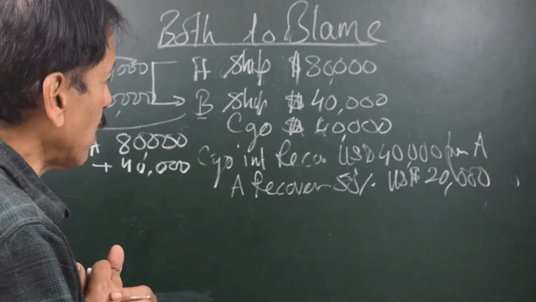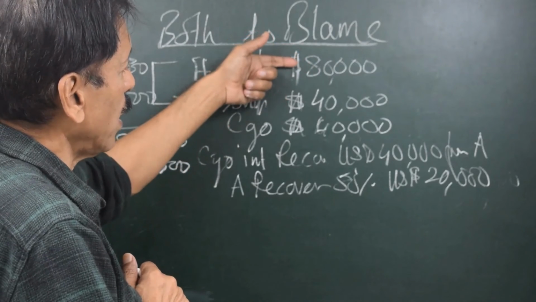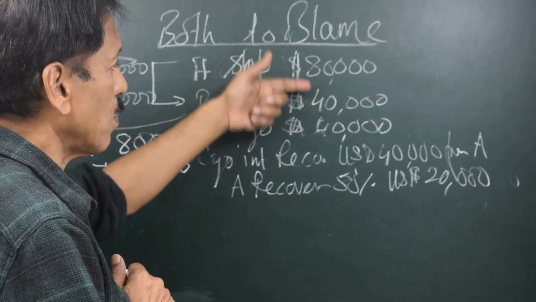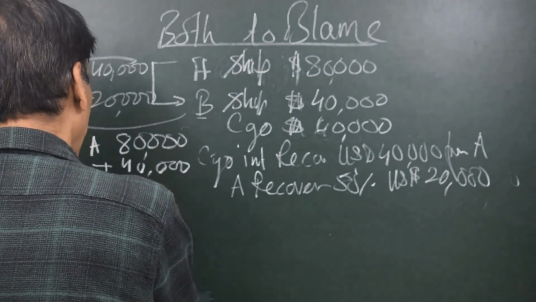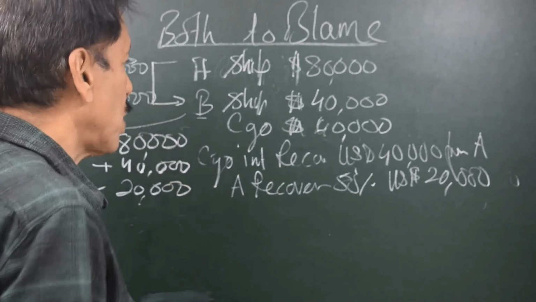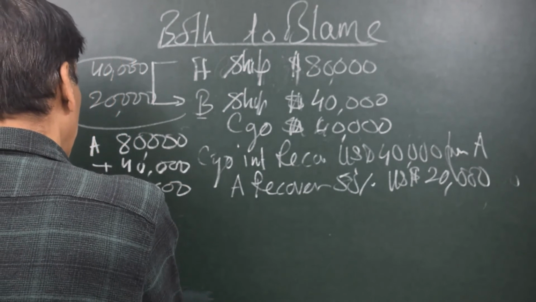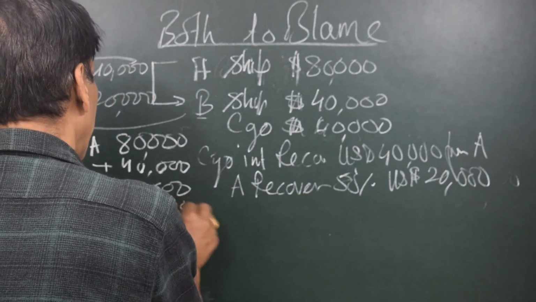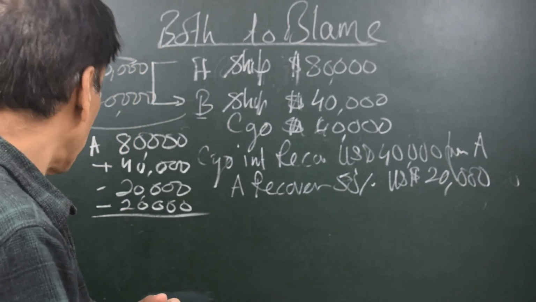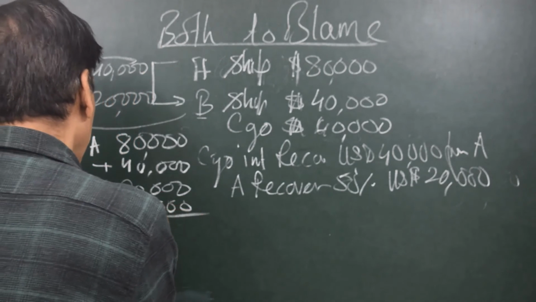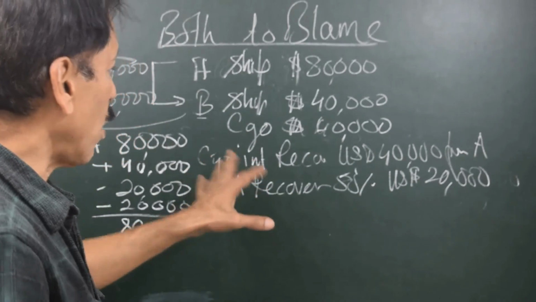Now, as far as the recovery is concerned, in respect of the ship's damage, A's damage is 80,000, B's damage is 40,000, the difference is 40,000, half of the difference is 20,000, so he gets 20,000 back in respect of ship's damage because the liability is 50-50, plus he gets 20,000 back because he had paid 40,000 to the other ship and he recovers 50% of that. So A's net loss is 80,000 US dollar. So this is the net loss of A.